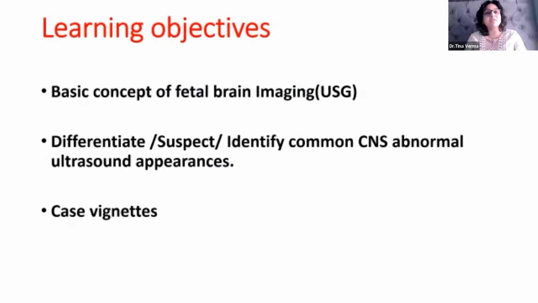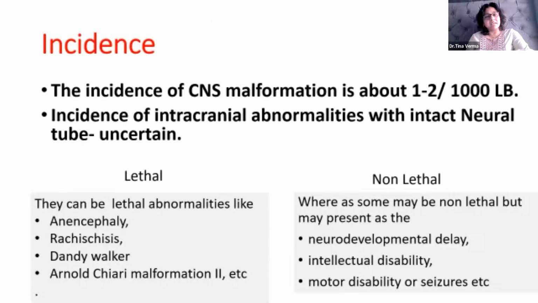For the next 30 minutes, I will be explaining the basic concepts of fetal brain imaging and help us to differentiate, suspect, or at least identify common CNS abnormal ultrasound appearances with case vignettes. The incidence of CNS malformation is about 1 to 2 per 1,000 live births, but the incidence might be higher, reaching up to 1 in 100 live births, because the incidence of intracranial abnormalities with intact neural tube is uncertain.